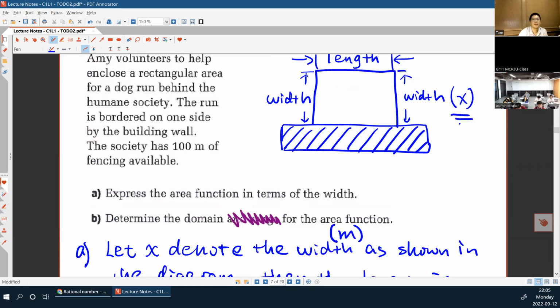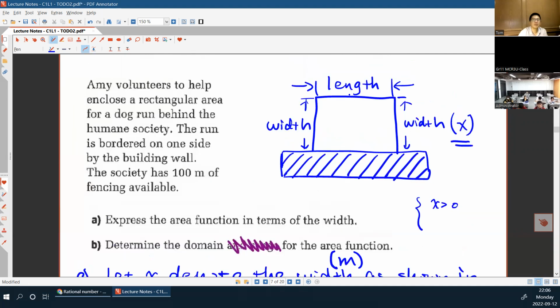So for width, apparently x cannot be negative number, right? Usually we don't say negative 2 meters, negative 20 meters, right? In this problem, that does not make sense. So here in this problem, x should be a positive number, right? Do you understand? Okay, so that's for the width. Again, do not forget the length is also a distance. The length here cannot be negative or zero either, right?